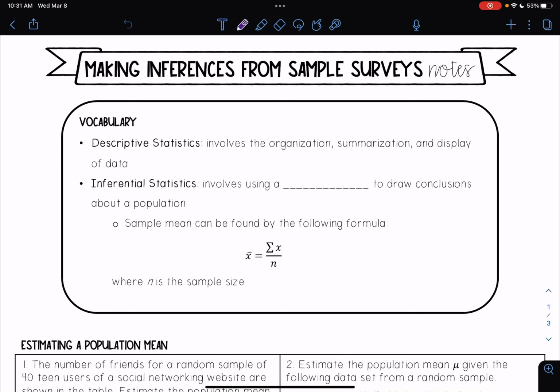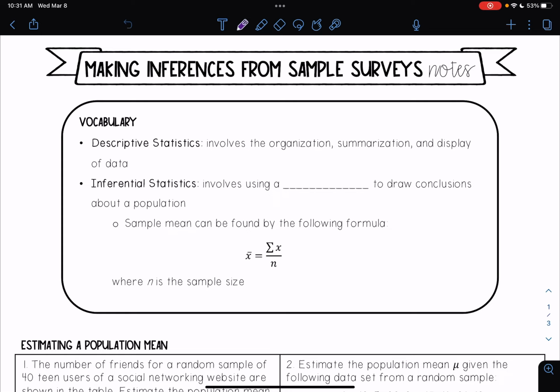Hello everyone. In today's lesson, we're going to be talking about making inferences from sample surveys. So first, for some vocabulary, we have two different branches of statistics. The first one is descriptive statistics, and this involves the organization, summarization, and display of data. So far we have been really working in this.